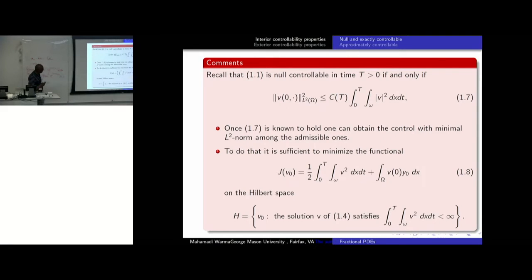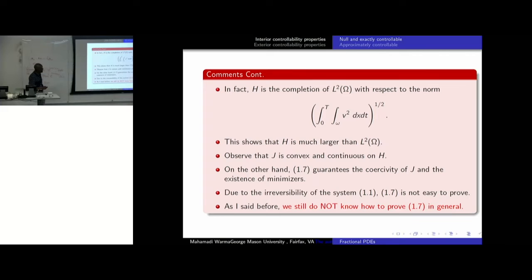But remark that the space H is larger than L2. It's exactly the completion of L2 with respect to this norm, and it's a larger space than L2.